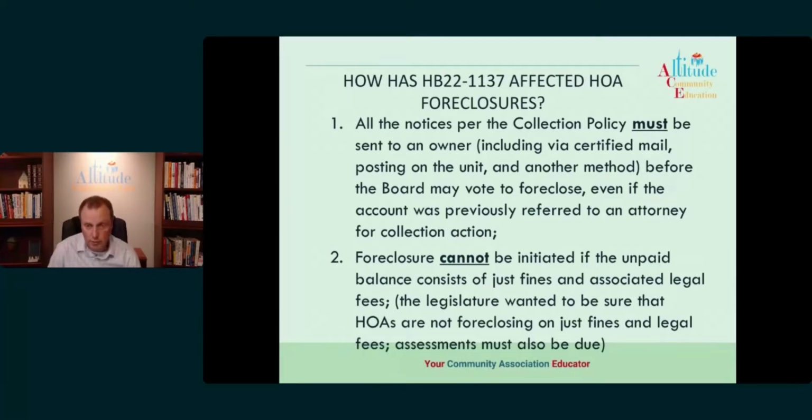Ultimately what they're saying is that foreclosure should be reserved for people who are not paying their assessments. And so if people aren't paying their assessments and they also have violations and late fees and things like that, then at that stage the association can collect all of it. But if the owner has been paying all of their dues to the association but has simply not been paying the fines, we can no longer foreclose just on those fines.